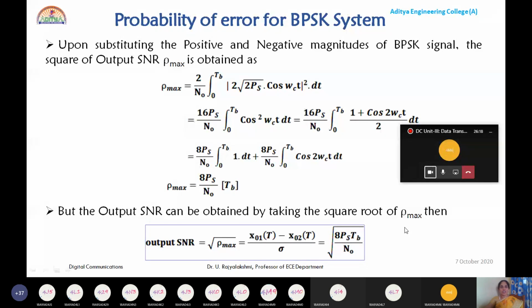Now I request any one of the students, please tell me what is the output SNR value for the BASK system. We calculated it in the last class. What is the probability of error for the BASK system? Any one of you?